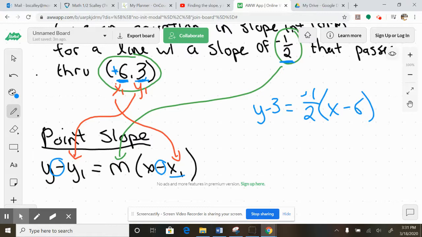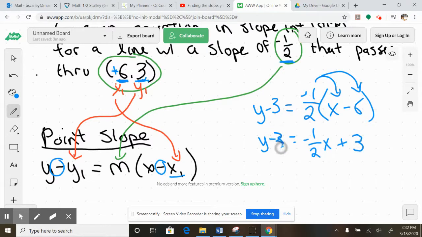From here, I'm in point slope form, but I didn't answer the question. The question wanted slope intercept form. So what I have to do here is distribute, which will give me y minus 3 equals -1/2 x. And then -1/2 times -6, a negative times a negative is going to give me a positive, and half of 6 is 3.